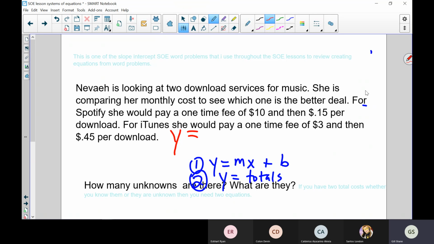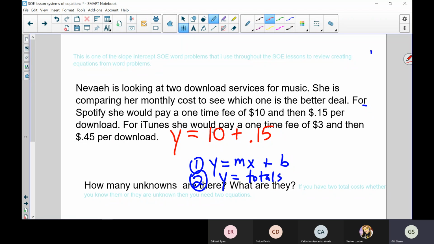So now I just got to say, okay, what's my start number for Spotify? 10, right? And then to 10, what am I going to do? I'm going to pay that $10, but then I'm going to place that 15 cents for the songs. Every time I download, I have to add more money to that. So I'm going to add. We really haven't done much subtraction in equations, so that's a pretty safe bet you're going to add. And then what number am I adding? Every time I download a song, I have to add 15 cents. So what am I missing?